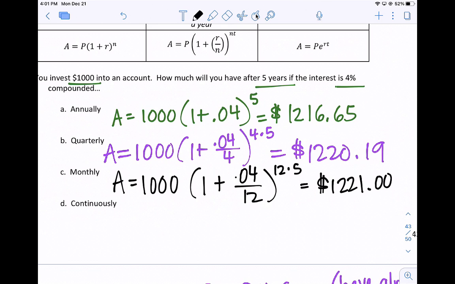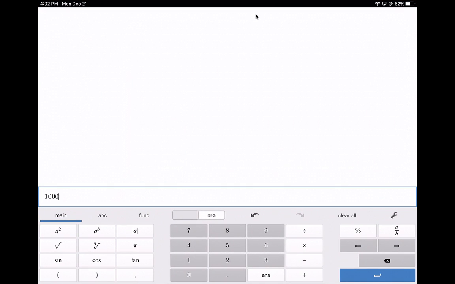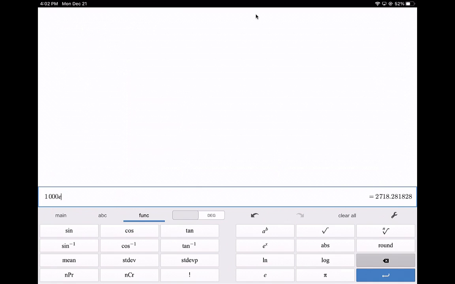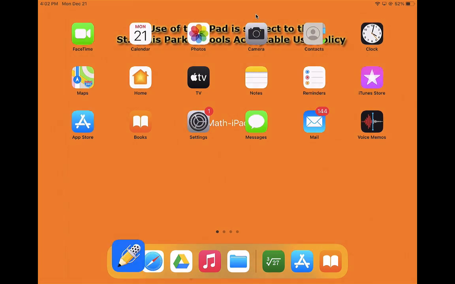And then continuously, what if you just kept calculating the interest and kept doing it right after it was done continuously? So A equals Pe to the rt. Your rate is 4%. The time is 5 years. So if we type that in, so 1,000, we need to find the e to the power of your rate, 4% times 5 years. And you can see that it's like 40 cents more, so 1221.40.